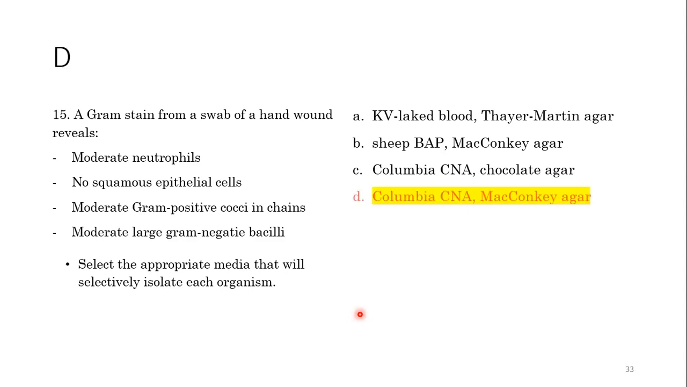The correct answer is letter D, Columbia CNA, MacConkey agar. Columbia CNA is for the recovery of those gram-positive cocci, while MacConkey agar would be the best option to recover those large gram-negative bacilli. Okay, so number 15, letter D.